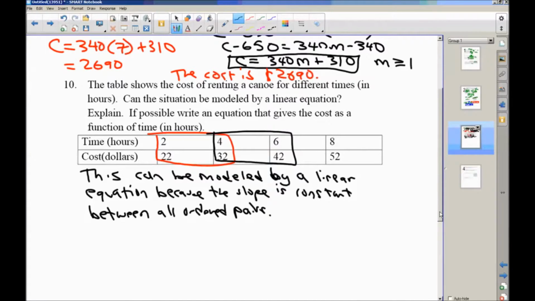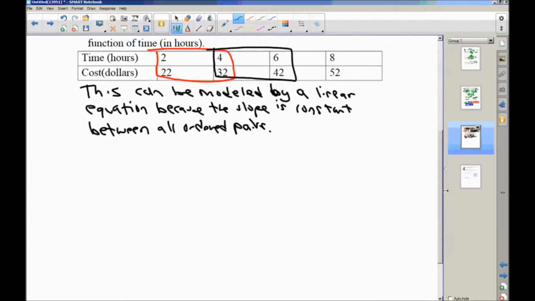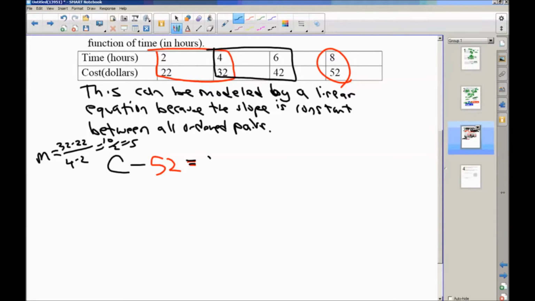Okay, so now we are asked to, if possible, write that equation that gives the cost as a function of time. Okay, so we're going to do it in point slope form to begin with. So cost minus, we'll pick any one of these points. So I'll go with this one, 8 and 52. So cost minus 52 equals our slope. Well, we calculated our slope already. That was 10. Oh wait, I'm sorry, 10 divided by 2 for 5. Okay, so let's do the slope here on the side. So that's 32 minus 22 over 4 minus 2, 10 over 2 for 5.